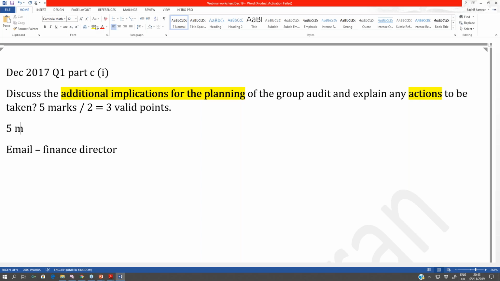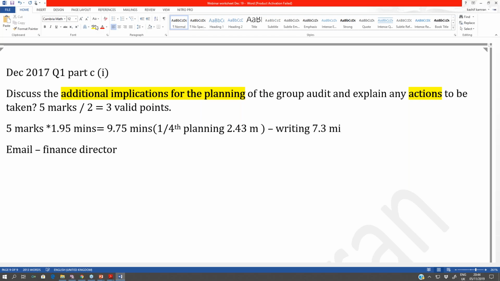But just before that, 5 marks multiplied by 1.95 minutes is equal to how much? Okay, 9.75 minutes. Thanks for the spontaneous answer. 1/4 of this time is to be spent on planning. That's 2 minutes and 43 seconds. So how much time should I be having for writing the answer? A good 7.3 minutes for 3 valid points. That's good enough, 7.3 minutes to write in the valid answer.